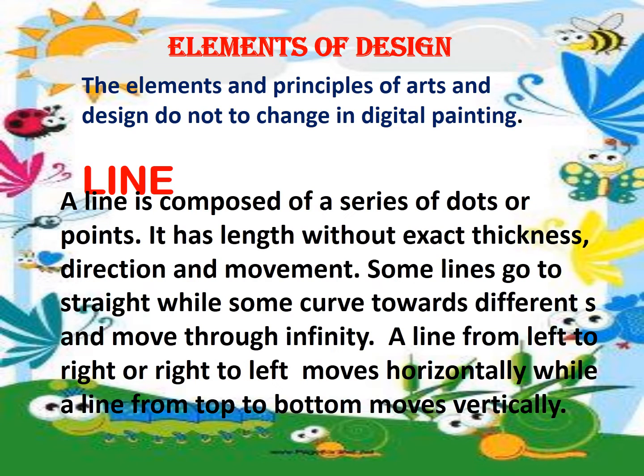The elements and principles of arts and design do not change in digital painting. So, number one is line. A line is composed of a series of dots or points. It has length without exact thickness, direction, and movement. Some lines go straight while some curve towards different directions and move through infinity. A line from left to right or right to left moves horizontally, while a line from top to bottom moves vertically.